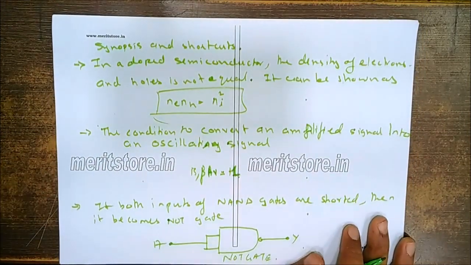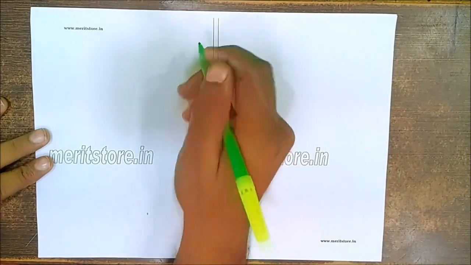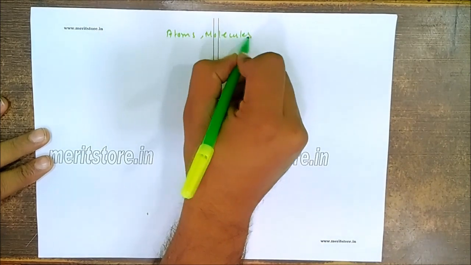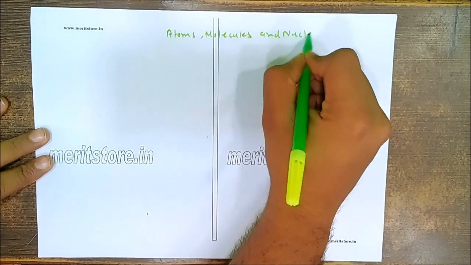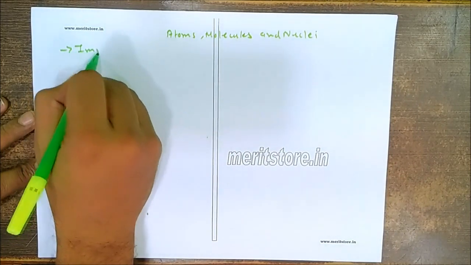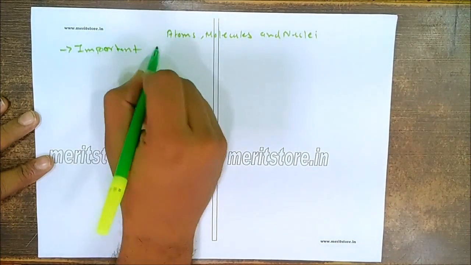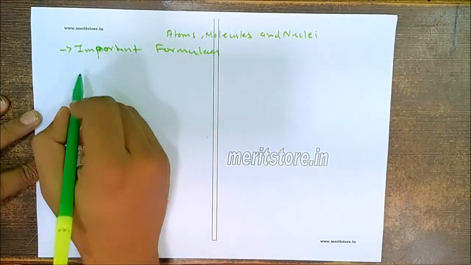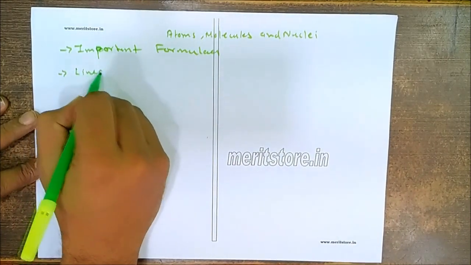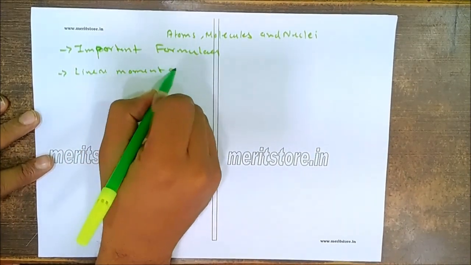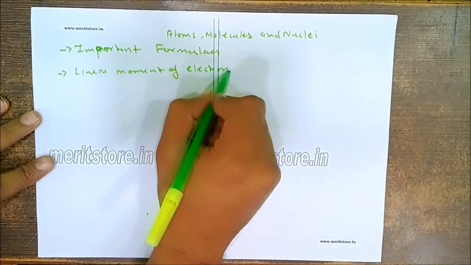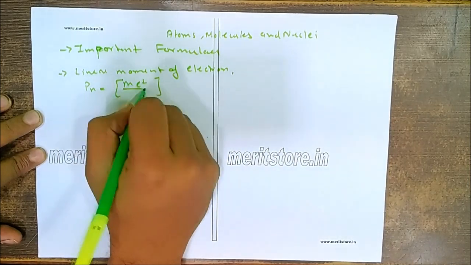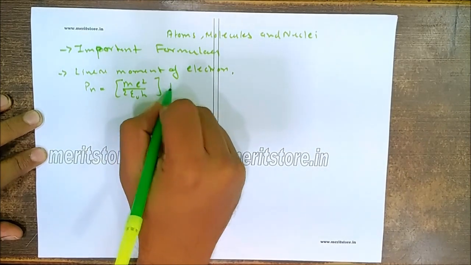Important formulas and synopsis. In the next chapter, atoms, molecules and nuclei. Important formulas. Now, linear momentum of electron. This is given as Pn is equal to me square upon 2 epsilon naught h, 1 upon n.